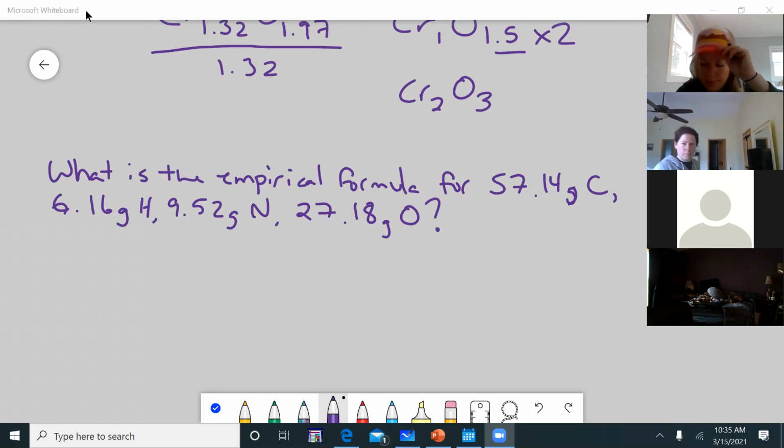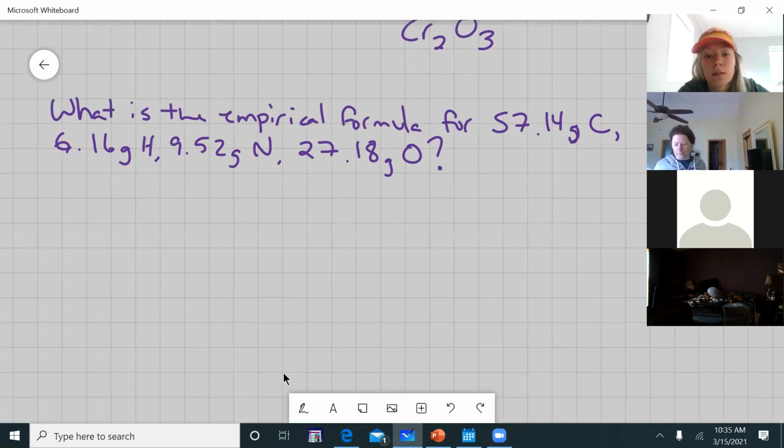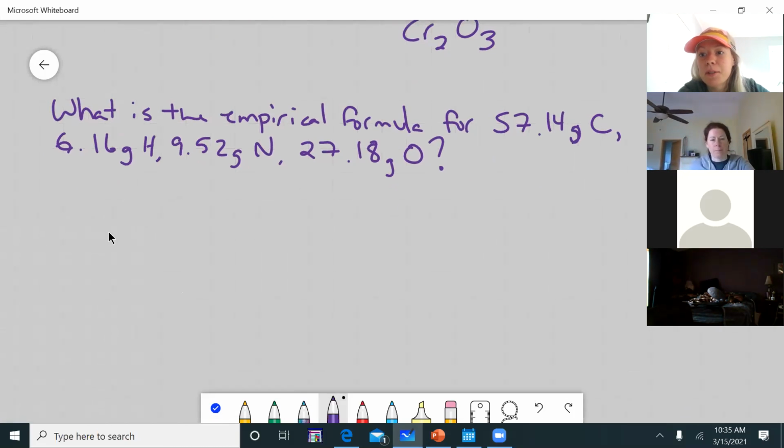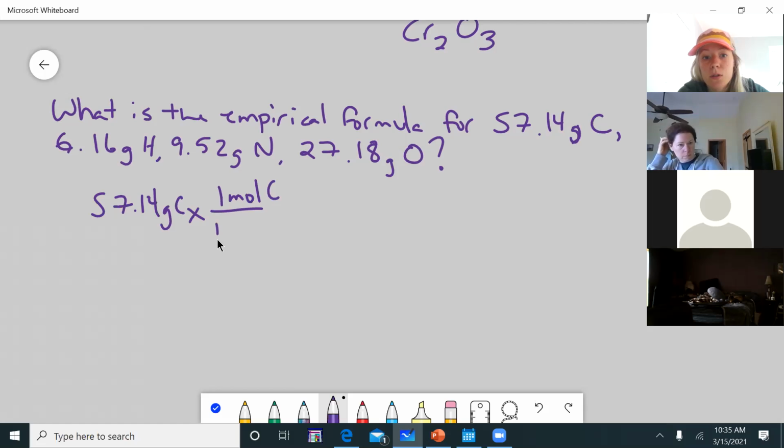Okay, so for this one, you get to do 4 elements. Probably wouldn't see anything with more than 4 elements. So we've got 57.14 grams of carbon. It's not in percentage, so we don't have to switch it to grams. It's already there. Right off the bat, I've got to convert it into moles. So 1 mole of carbon is 12.01 grams of carbon.